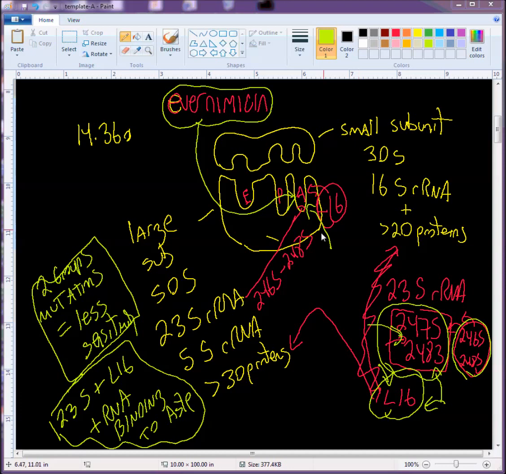Okay, yeah, so I think we figured out the mode of action of evernemicin, or have a very good hypothesis on the mode of action.